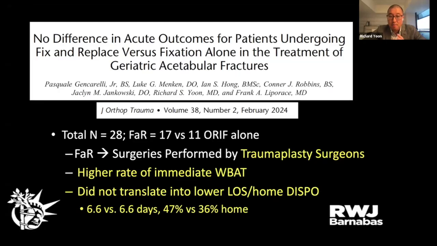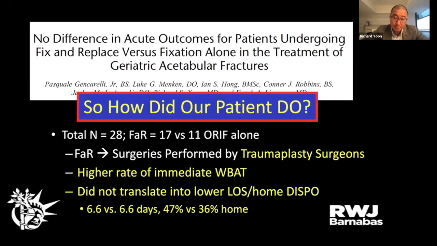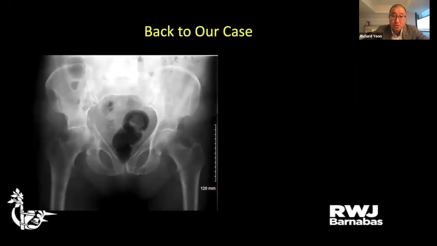These were all done in a front-back kind of scenario, unless it was the all posterior fixation. And nowadays I kind of do a front kind of scenario where I'll go anterior for my total hips as well. So how did our patient do?